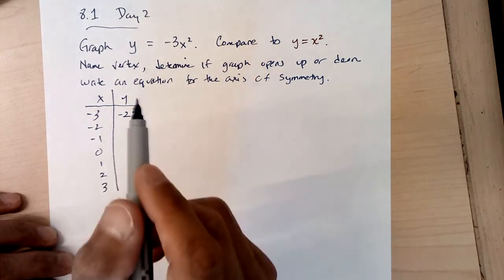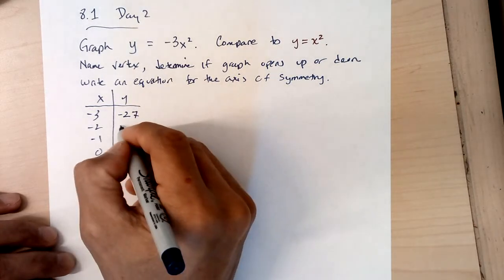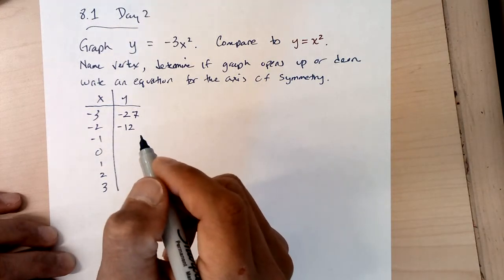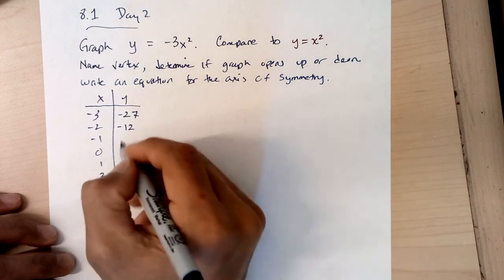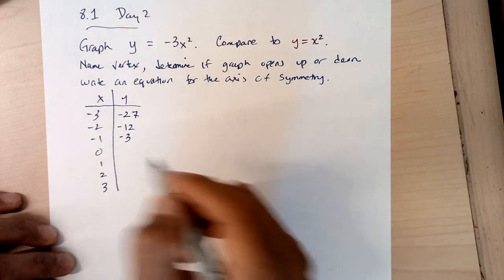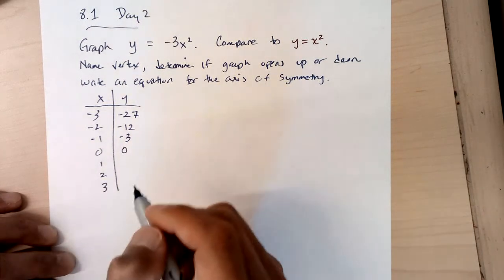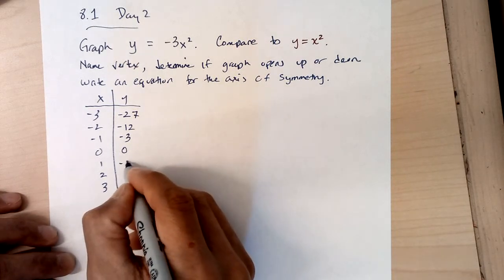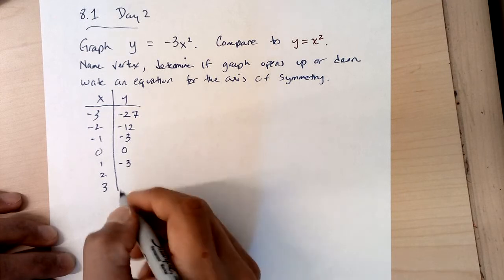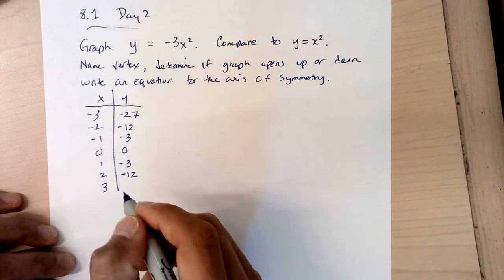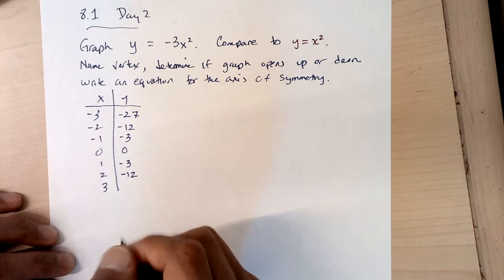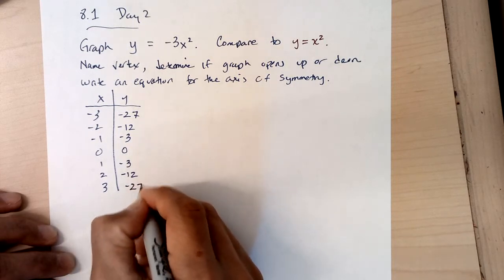Negative 2 squared is positive 4. 4 times negative 3 is negative 12. Negative 1 squared is 1, and then times negative 3 is negative 3. 0 squared is 0. Times negative 3 is 0. 1 squared is 1. Times negative 3 is negative 3. 2 squared is 4, times negative 3 is negative 12. And then lastly, 3 squared is 9, and then times negative 3 is negative 27.